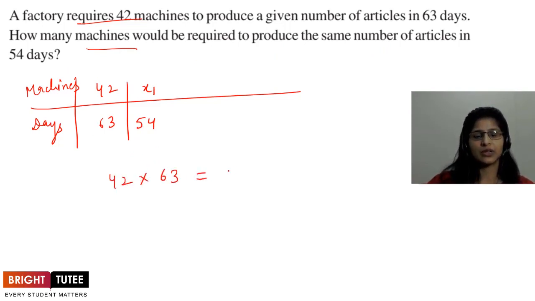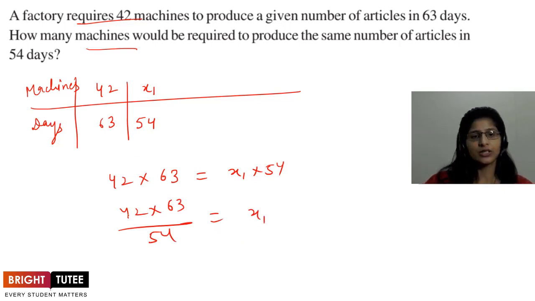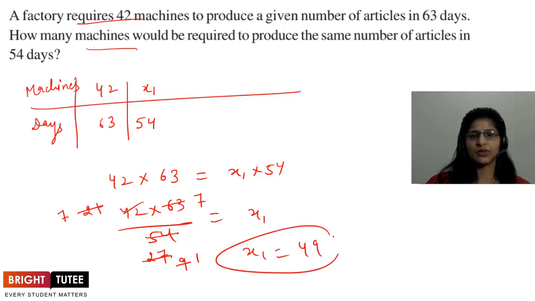So this we are going to use. Okay, so 42 into 63 upon 54 is equal to x1. Let us solve it. So cancelling it with 2, 2 2s are 4, 2 1s are 2. Then 2 2s are 4, 2 7s are 14, 3 7s are 21, 3 9s are 27. So x1 is coming as 7 into 7 is 49. So 49 machines we require.